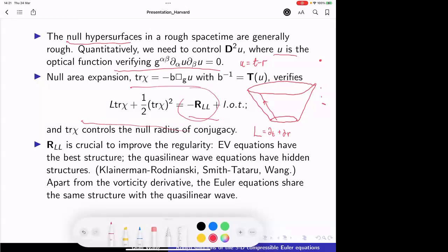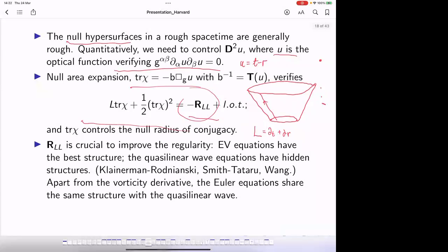But the quasilinear wave is not like that. For quasilinear wave, R_LL is still a second derivative of the metric, or of the solution, so it doesn't really cancel any derivative. This makes the difference between Einstein vacuum and the quasilinear wave. And for the Euler equation, it has one more term, which is related to the vorticity derivative. Of course for quasilinear wave there are different levels of requirements on treating R_LL. So I will move to the next page, explaining how to deal with this Ricci component.